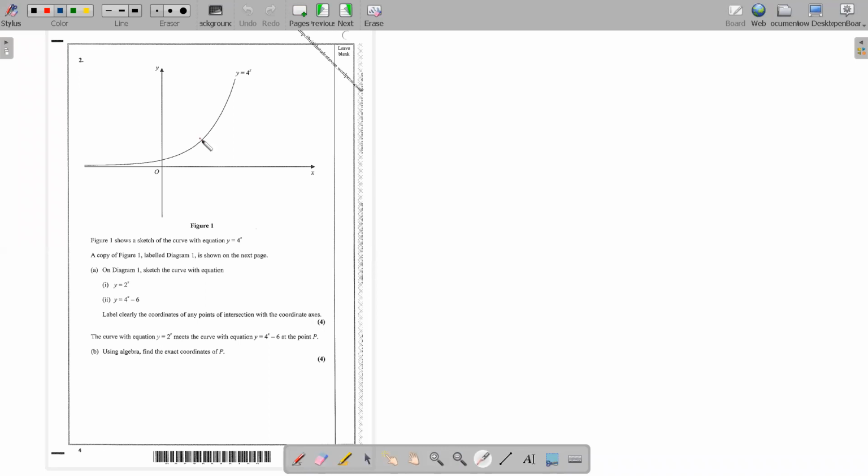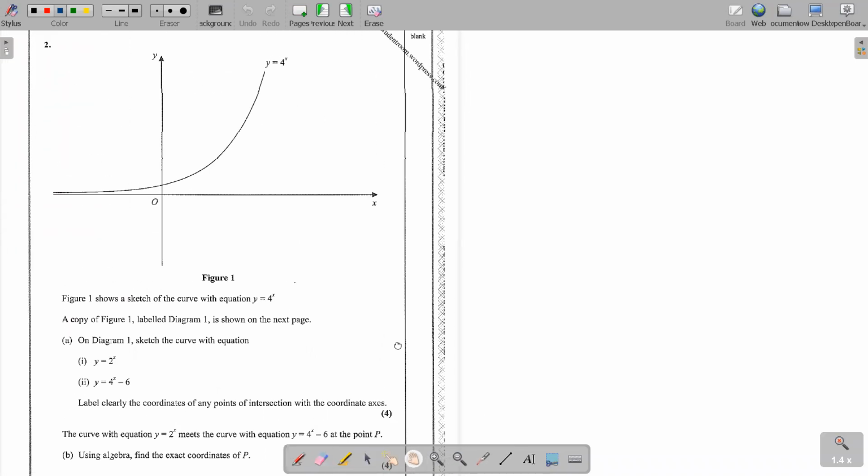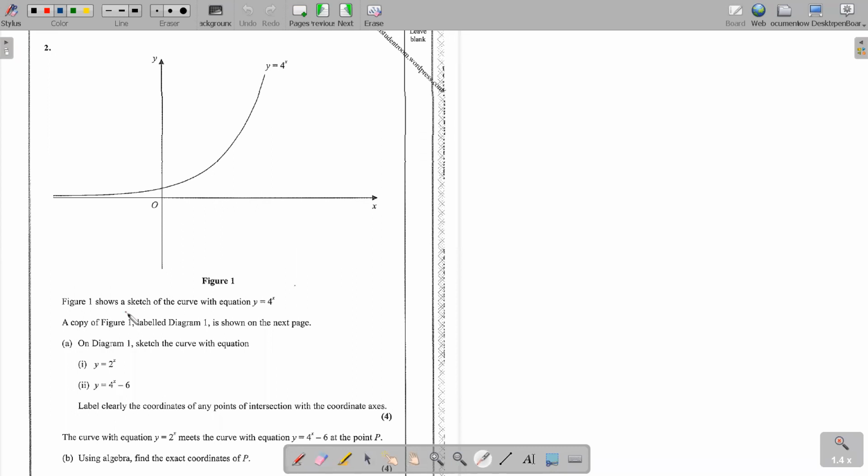Okay, so moving on to question number 2. Let me make it a little bit larger. They say figure 1 shows a sketch of the curve with equation y equals 4 to the power x. A copy of figure 1 labeled diagram 1 is shown on the next page. I'm going to draw it over here, I will not go to the next page because I cannot see the questions. On diagram 1, sketch the curve with equation y equals 2 to the power x.